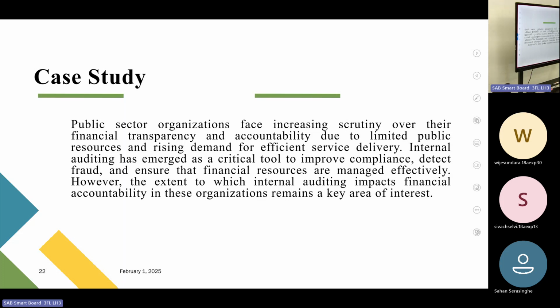Okay, tell me. Evaluating the role of internal auditors in enhancing financial transparency and compliance in public sector operations. Okay. Transparency and the compliance. In where? Public sector organizations. Good.